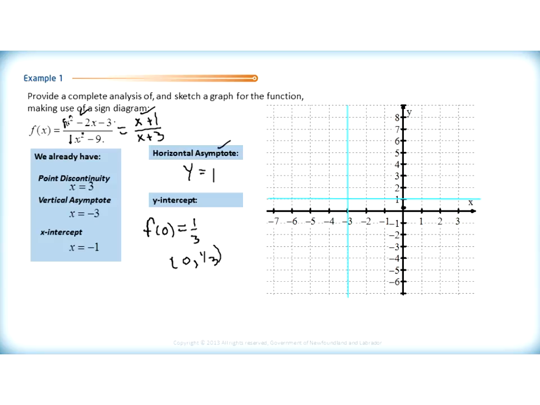And let's see, do we have any x-intercepts for this function? We did. We're going to have an x-intercept at x equals -1 right there. So over here on this graph, I'm going to put a little point at x equals -1 as well. And we also have a point discontinuity we have to be wary of when we look at x equals 3. So let's see if we can follow our sign diagram now to sketch this graph.